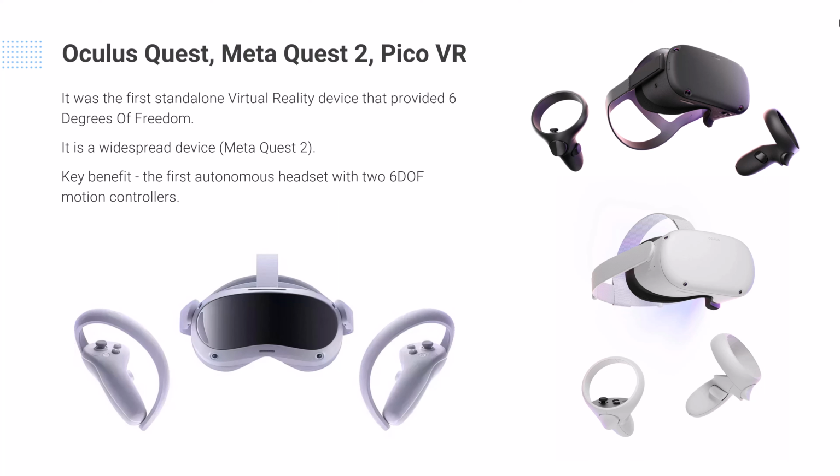This technology allows for a lighter headset with an increased image resolution. The MetaQuest 2 and Pico 4 are very similar virtual reality headsets. They both have an all-in-one design and use the exact same processor.